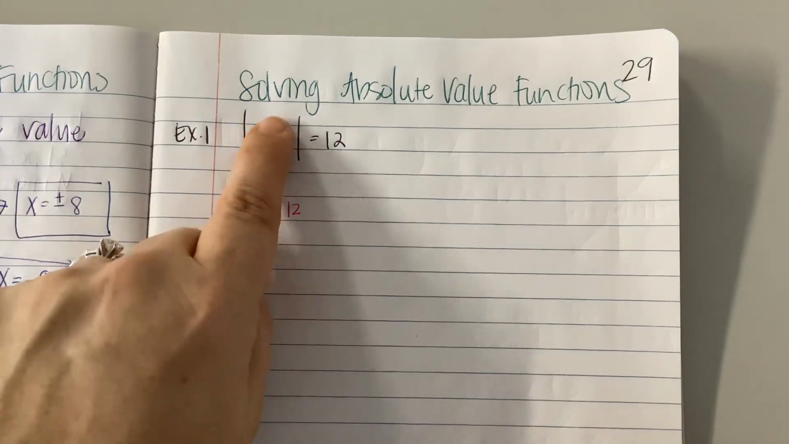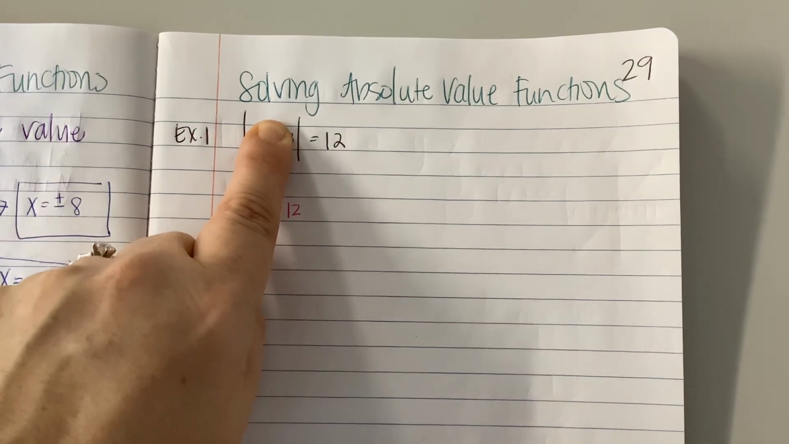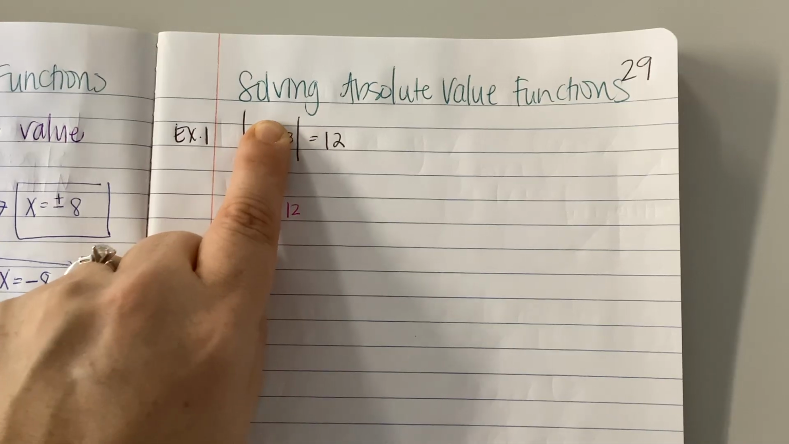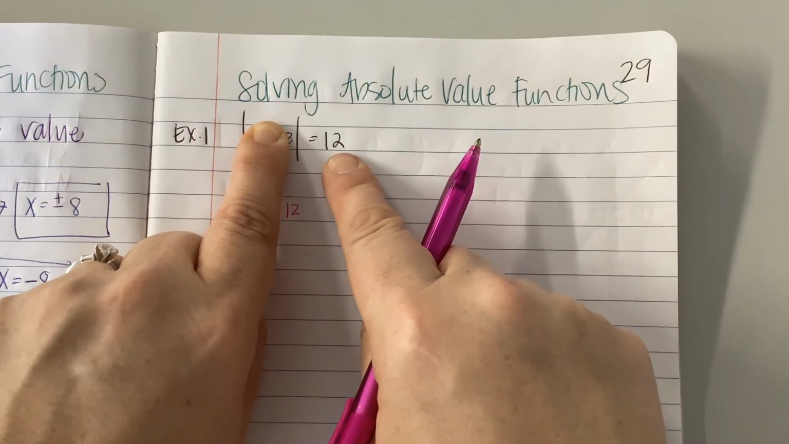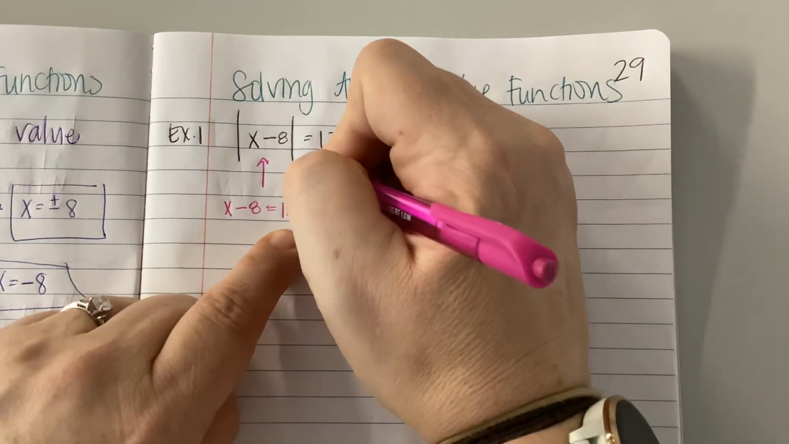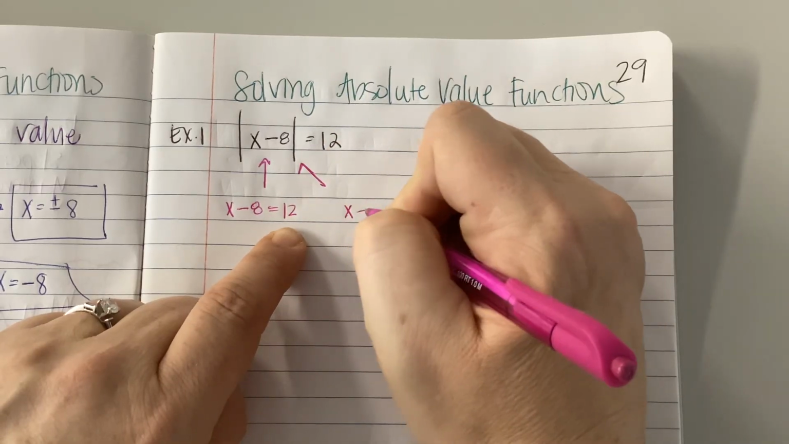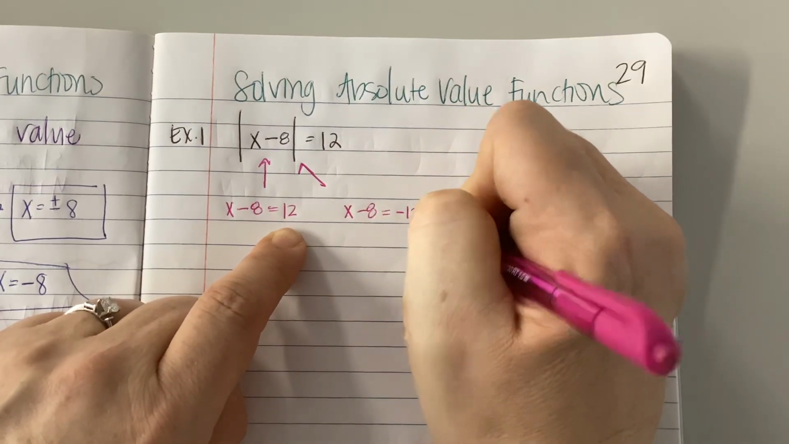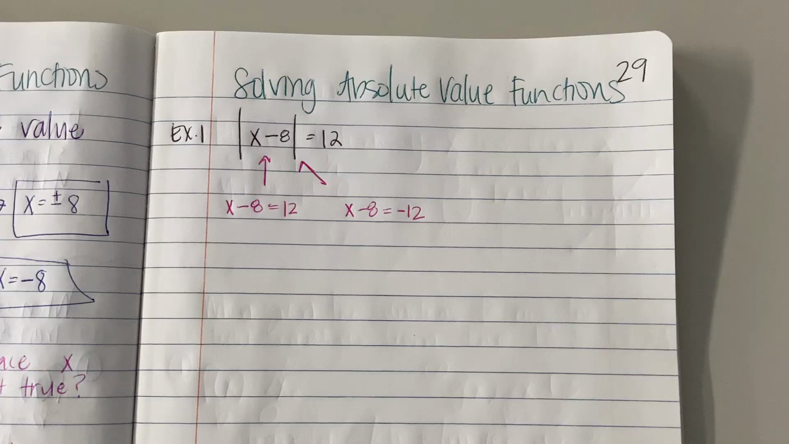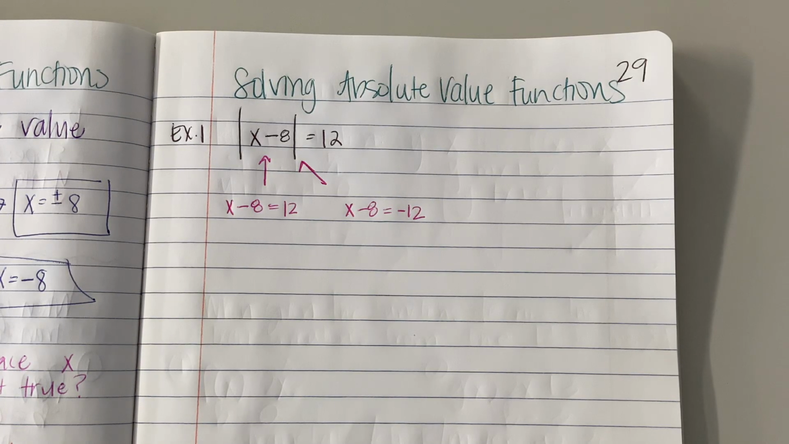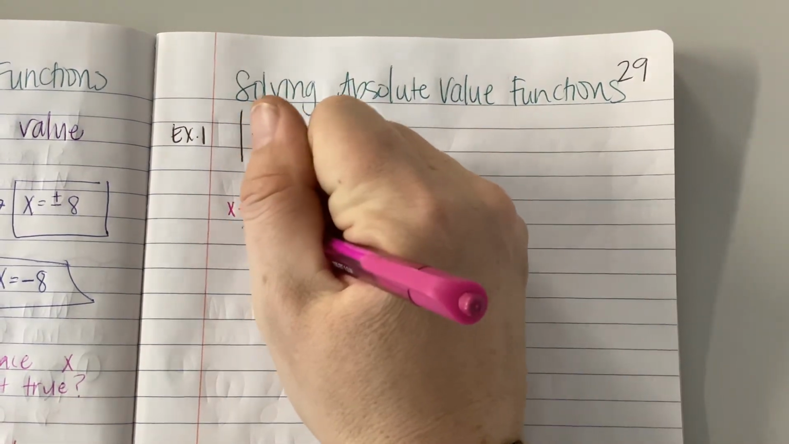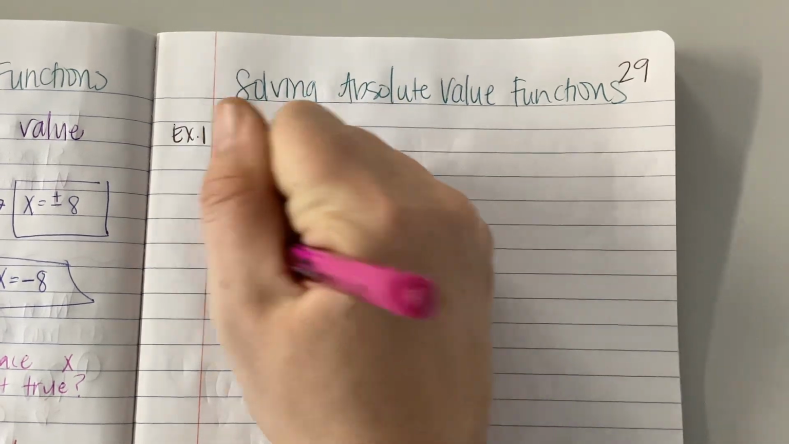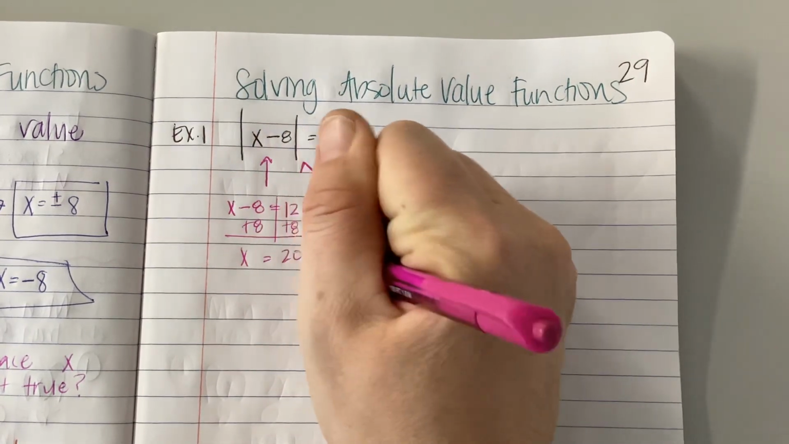I can also take this out and put in negative 12, because the absolute value of negative 12 is 12. So I'm going to do x minus 8 equals negative 12. I'm going to solve the inside guts of the absolute value for the positive and for the negative. Plus 8, plus 8. The first possible solution is 20.